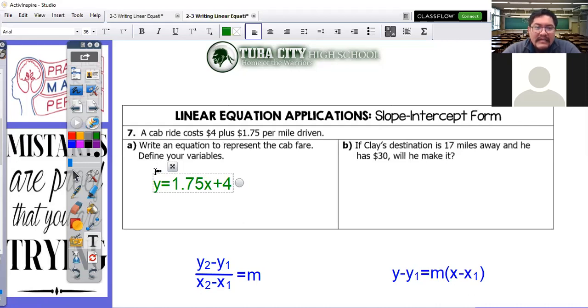And then the 4 is the fixed cost. It does not change. It does not matter how many miles we go. We could go around the corner. We could go 20 miles. You're still going to pay $4.